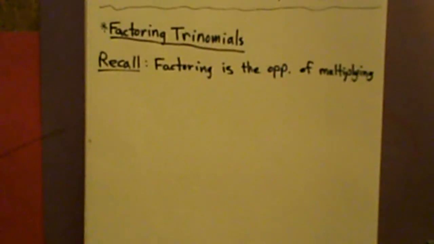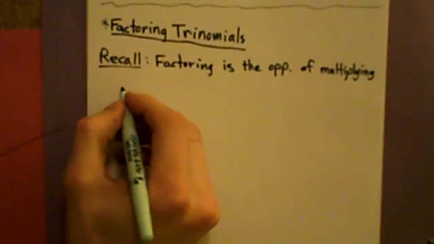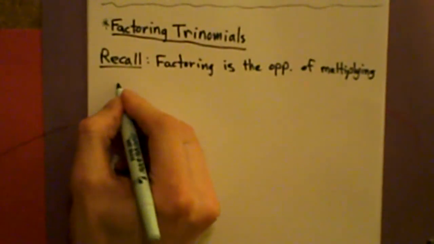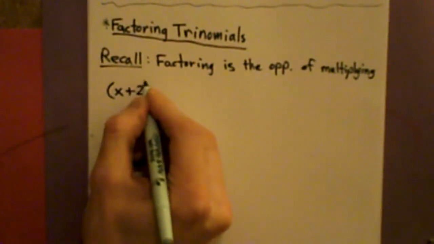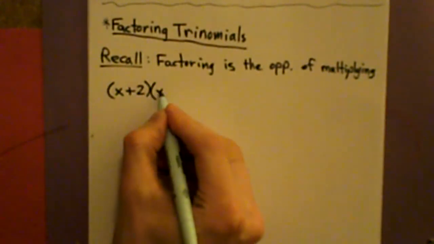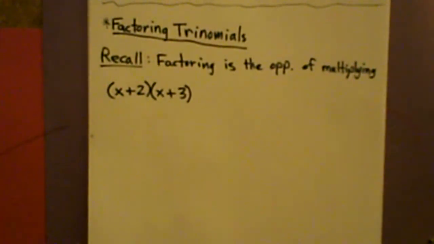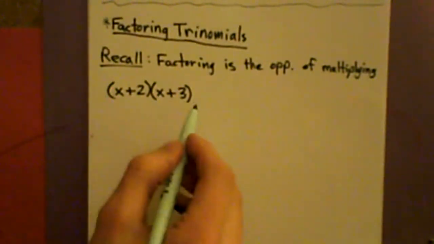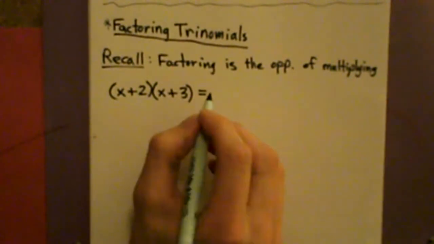And I want to specifically look at that idea with multiplying two binomial terms. So let's take two basic ones, for example: the binomial x plus 2 multiplied by the binomial x plus 3. If you recall, when we multiply these two together, we use the process often called FOIL.